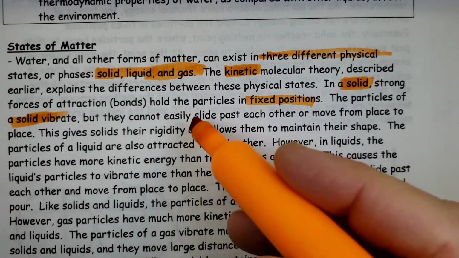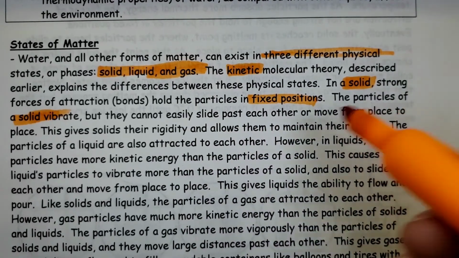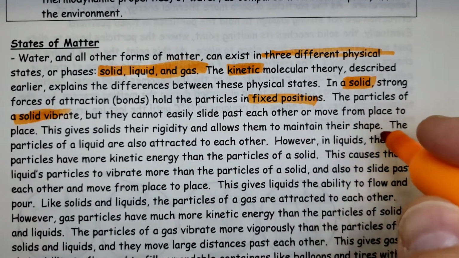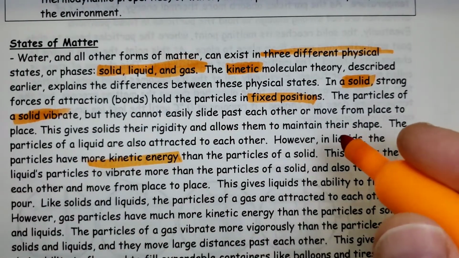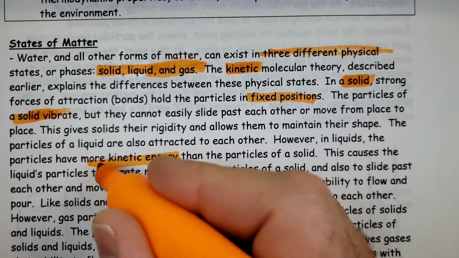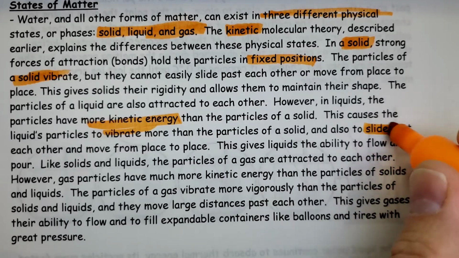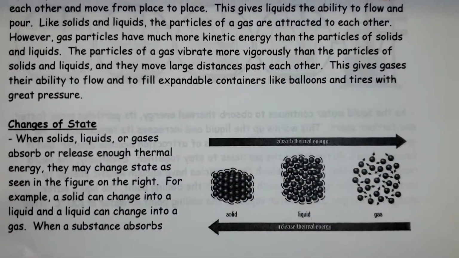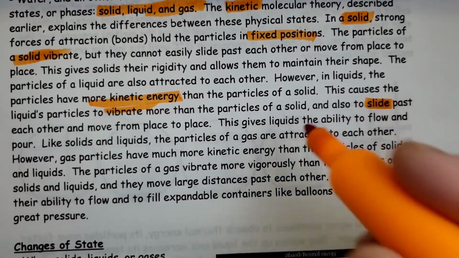This gives solids their rigidity and allows them to maintain their shape. The particles of a liquid are also attracted to each other, however in liquids the particles have more moving energy than particles of a solid. This causes them to vibrate more than the particles of a solid and allows them to slide past each other. And as you can see here, they're further apart from each other. Like solids, this gives liquids the ability to flow.